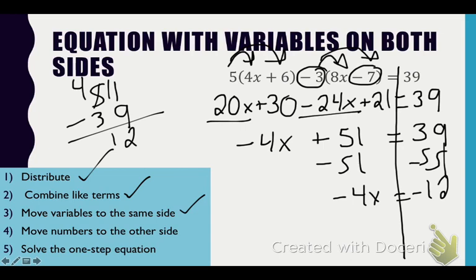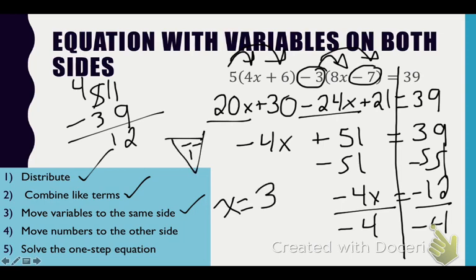And then my last step is to divide both sides by negative 4. If you notice, every time that we've done the last step, it's always been dividing. And today, that's all you're going to have to deal with. Every time you do the last step, you just need to divide. So then we get x equals positive 3, because a negative and a negative make a positive.